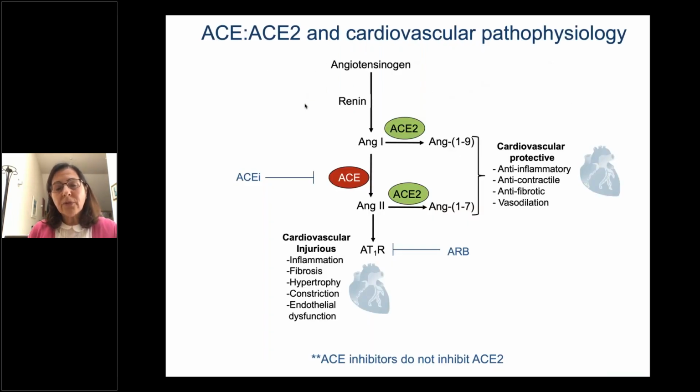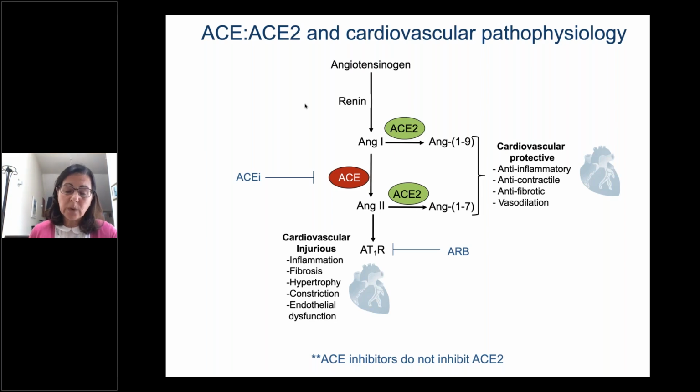So to finish off then, putting into context for you the importance of ACE2 as an enzyme, I focused very much on ACE2 and its activation in terms of cleaving angiotensin 2 to produce angiotensin 1-7 and thereby induce its cardiovascular protective effects through the MAS receptor. We also know that Ang1-9 is produced through ACE2 activation, but we know much less about this. And as I said, production of angiotensin 2 from Ang1 through ACE is responsible for many of the cardiovascular injurious effects.